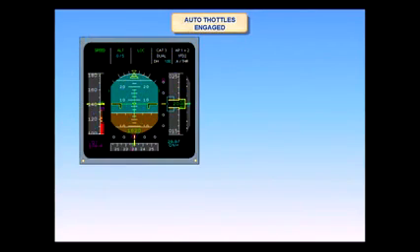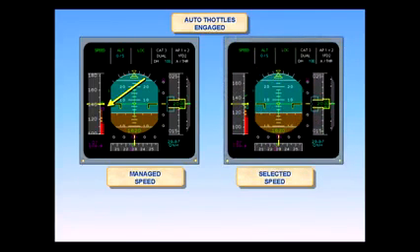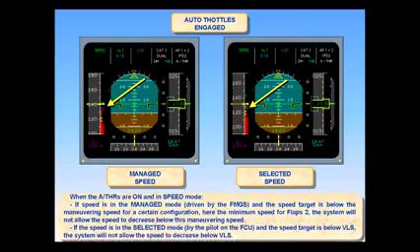When the auto throttles are on and in speed mode, if speed is in the managed mode driven by the FMGS and the speed target is below the maneuvering speed for a certain configuration, here the minimum speed for flaps 2, the system will not allow the speed to decrease below this maneuvering speed. If the speed is in the selected mode by the pilot on the FCU and the speed target is below VLS, the system will not allow the speed to decrease below VLS.